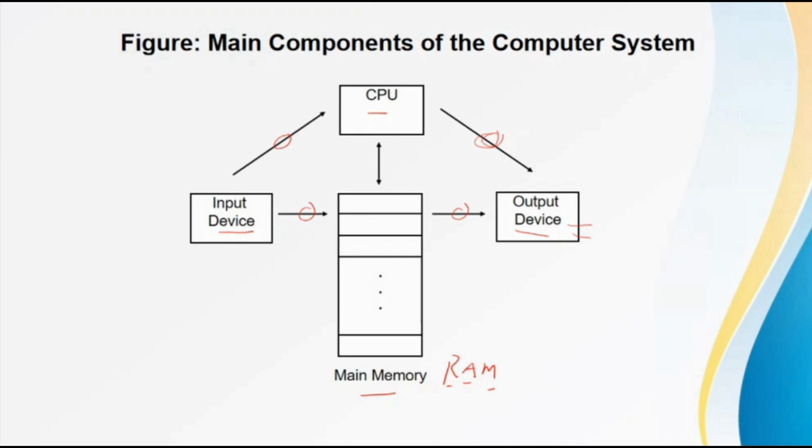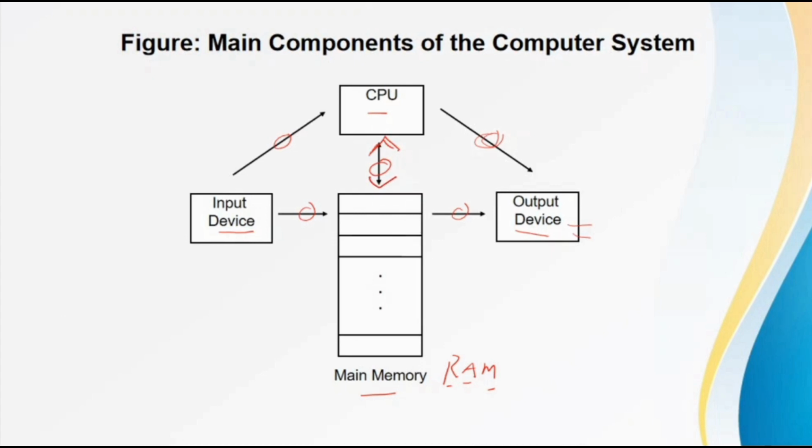Another possibility is that data coming from the main memory, stored in the main memory, will be transmitted to the output device, maybe monitor for display or printer for printing. And the last remaining one, which is this, take note that it is bidirectional. The arrow line is directed from the main memory to the CPU, and on the other end, the arrow line is directed from the CPU to the main memory.